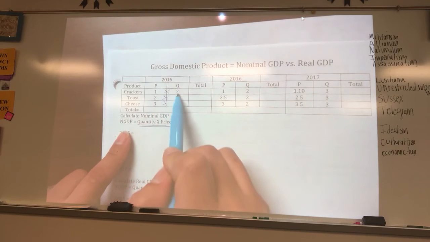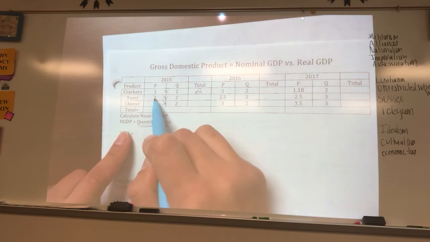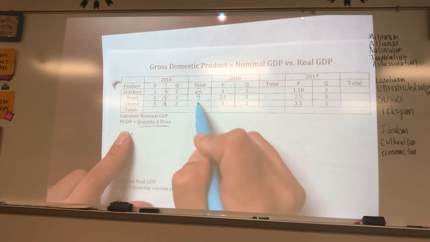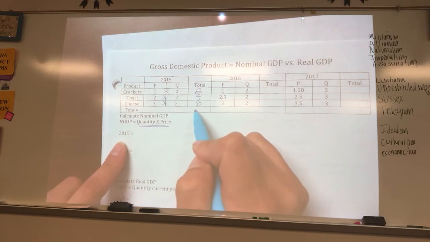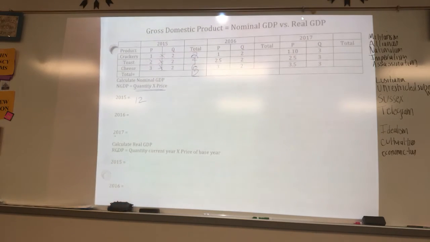Crackers, 1 times the quantity of 2 gives me a total of what? 2. Toast, 2 times 2 gives me. Then cheese, 3 times 2 gives me. So this whole year's nominal GDP should be what? 12. There's my answer. Okay, go and do the next 2 years and see if y'all get how to do nominal.